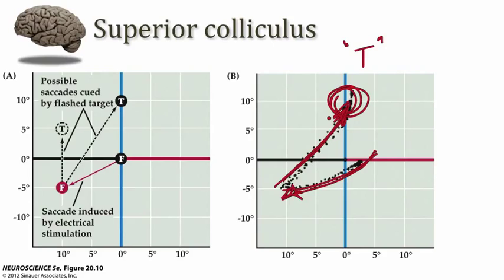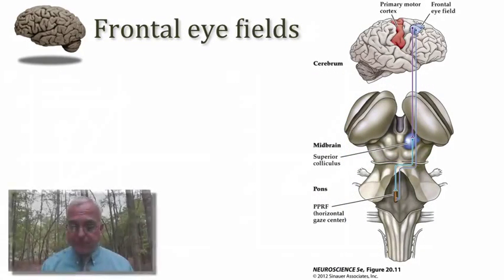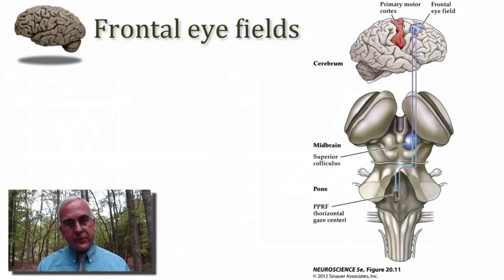That is, a map of the movement that's necessary to achieve the functional goal, in this case of fixating a remembered target even if the position of the eyes in the orbit had been changed following the acquisition of that target. I'd like to make just a few other points about the superior colliculus before we move on to the frontal eye fields, and that is that the superior colliculus receives input not just from the visual system, but also from the auditory system and from the somatic sensory system.